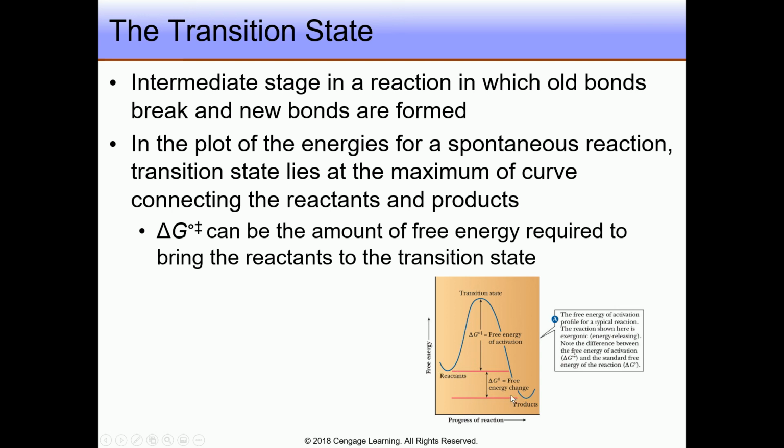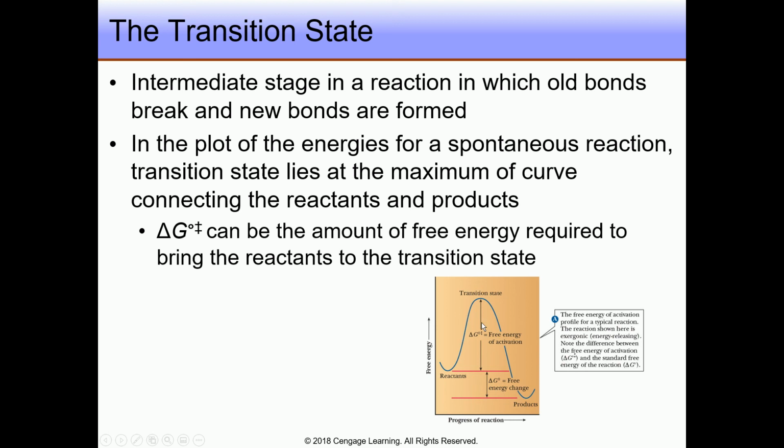This is the free energy of reactants, and this value on the graph is the free energy of the products. The difference between the free energy of the products and the reactants is called delta G naught. This is the free energy change when the reactants convert into the products. Basically, that's a free energy change. But for a reaction to take place, there is a requirement of input of energy. These reactants need input of energy.